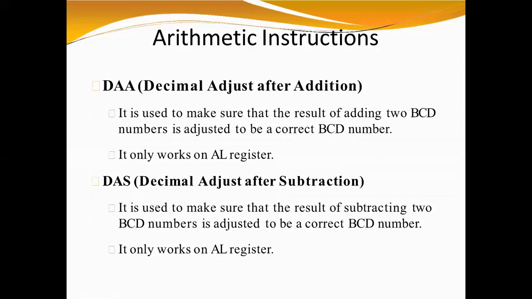Next, DAA, decimal adjust after addition. It is used to adjust the decimal after addition. DAS is decimal adjust after subtraction. The result of adding two BCD numbers is adjusted to be a correct BCD number. It only works on the AL register.